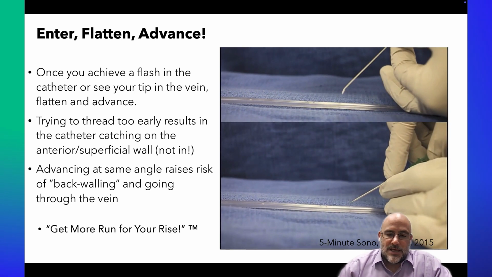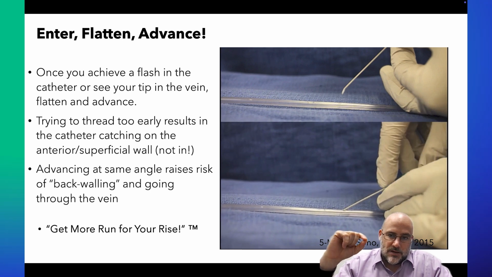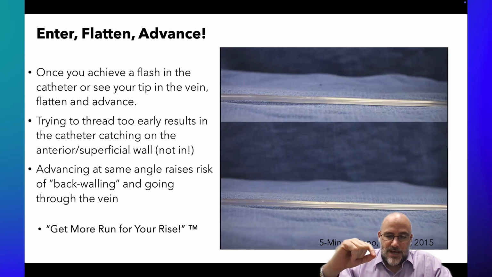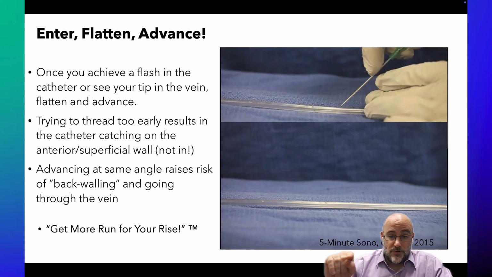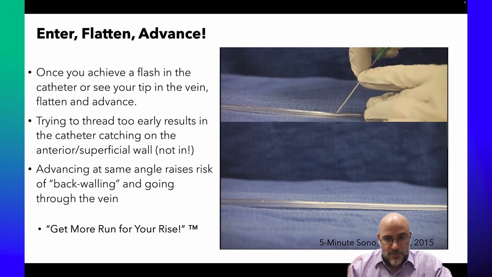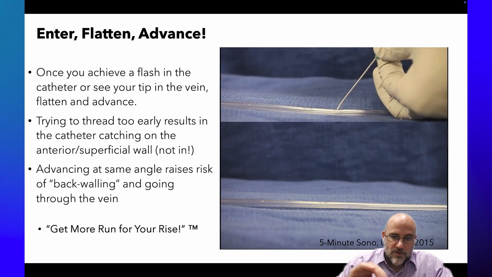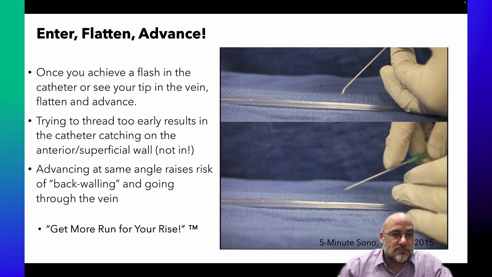If you advance at the same angle, however, then that's much more likely to backwall the vessel. So once you get that flash, that's when you flatten out, right? You change your slope, your rise for your run. By changing that angle, you'll be able to get a little bit more of your catheter seated in the vessel before you even have to take the needle out.